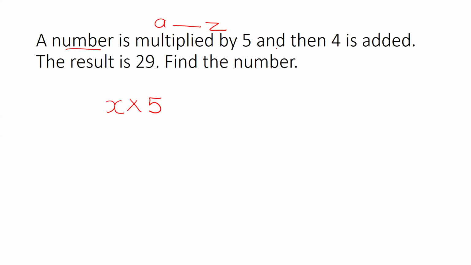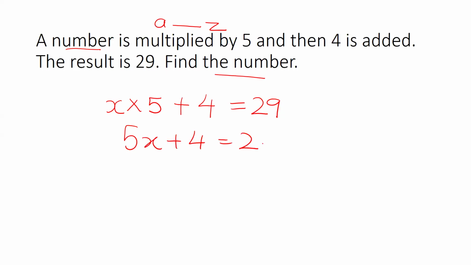And then what is happening here? And then 4 is added. So we will do plus 4. And the result is 29. So that equals 29. We need to find the number. What is this number? So I'm just going to tidy up this equation. So I'm going to write 5x plus 4 equals 29.